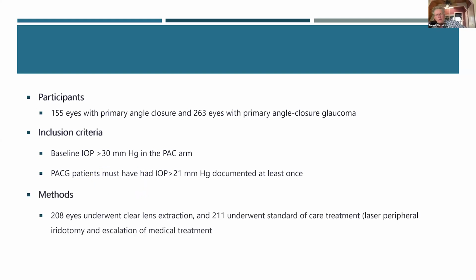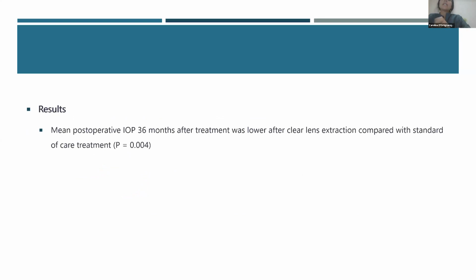So the methods were 280 eyes underwent clear lens extraction and 211 underwent standard of care treatment, laser peripheral iridotomy, and escalation of medical treatment. The result was that mean postoperative IOP 36 months after the treatment was lower after clear lens extraction compared with the standard of care treatment. The patients from the clear lens extraction group also had better visual acuity.